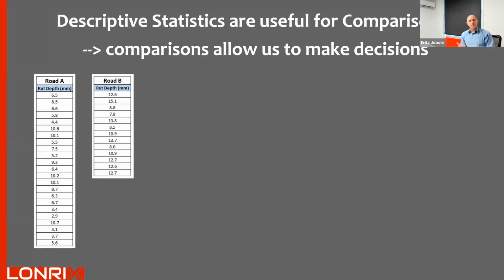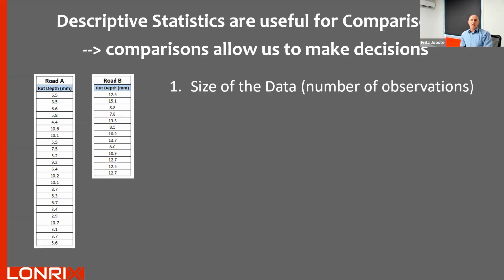So descriptive statistics is going to allow us to compare this data. Now, when I consider descriptive statistics, I like to look at it in terms of explaining 4 different dimensions of the data. So first of all, there's the size of the data. And this is simply the number of observations. Of course, if you look at these 2 groups of data, it's quite obvious that one contains more observations than the other.